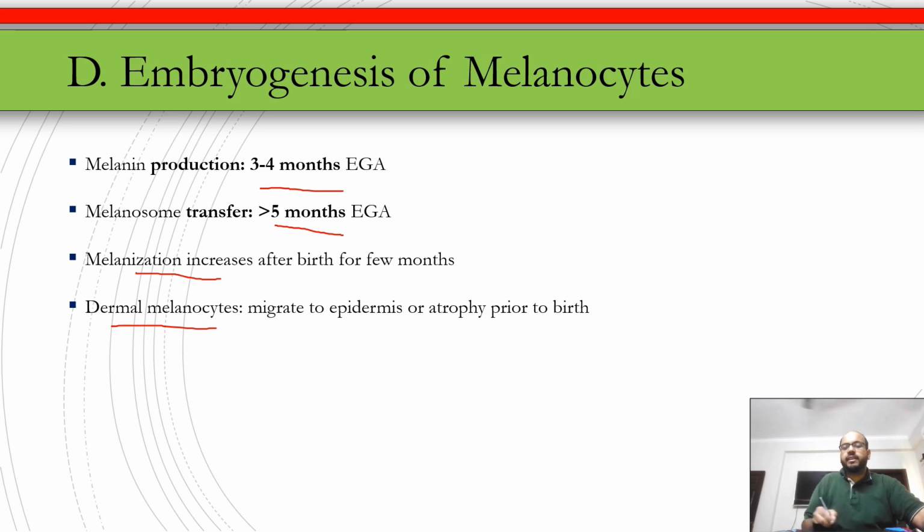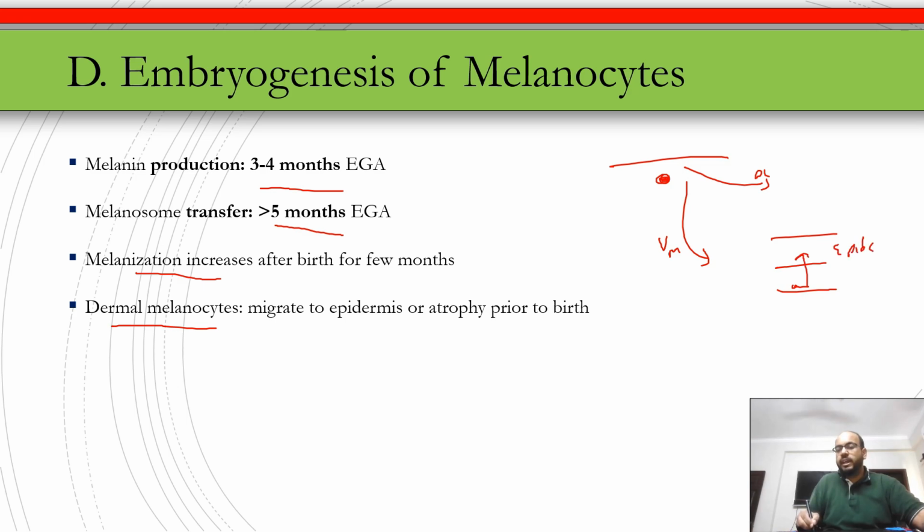Now, the dermal melanocytes. Remember, the melanocytes migrate by a dorsolateral pathway and a ventromedial pathway, and they eventually reach the dermis, and from the dermis they go to the epidermis. If some cells remain in the dermis at birth, most of these cells will either go to the epidermis or atrophy. If they do not atrophy, or if they are not able to go towards the epidermis at birth, this will lead to the formation of dermal melanocytosis.